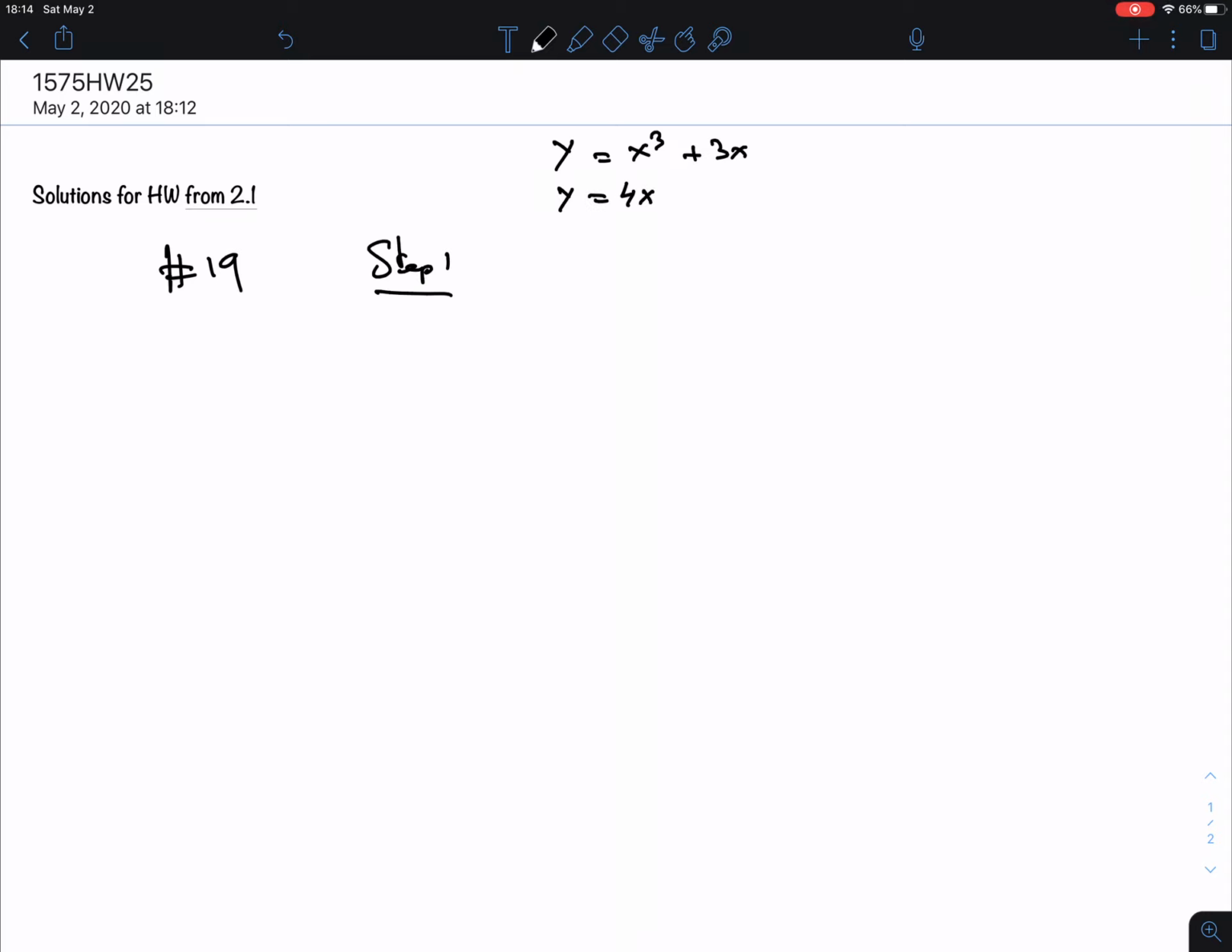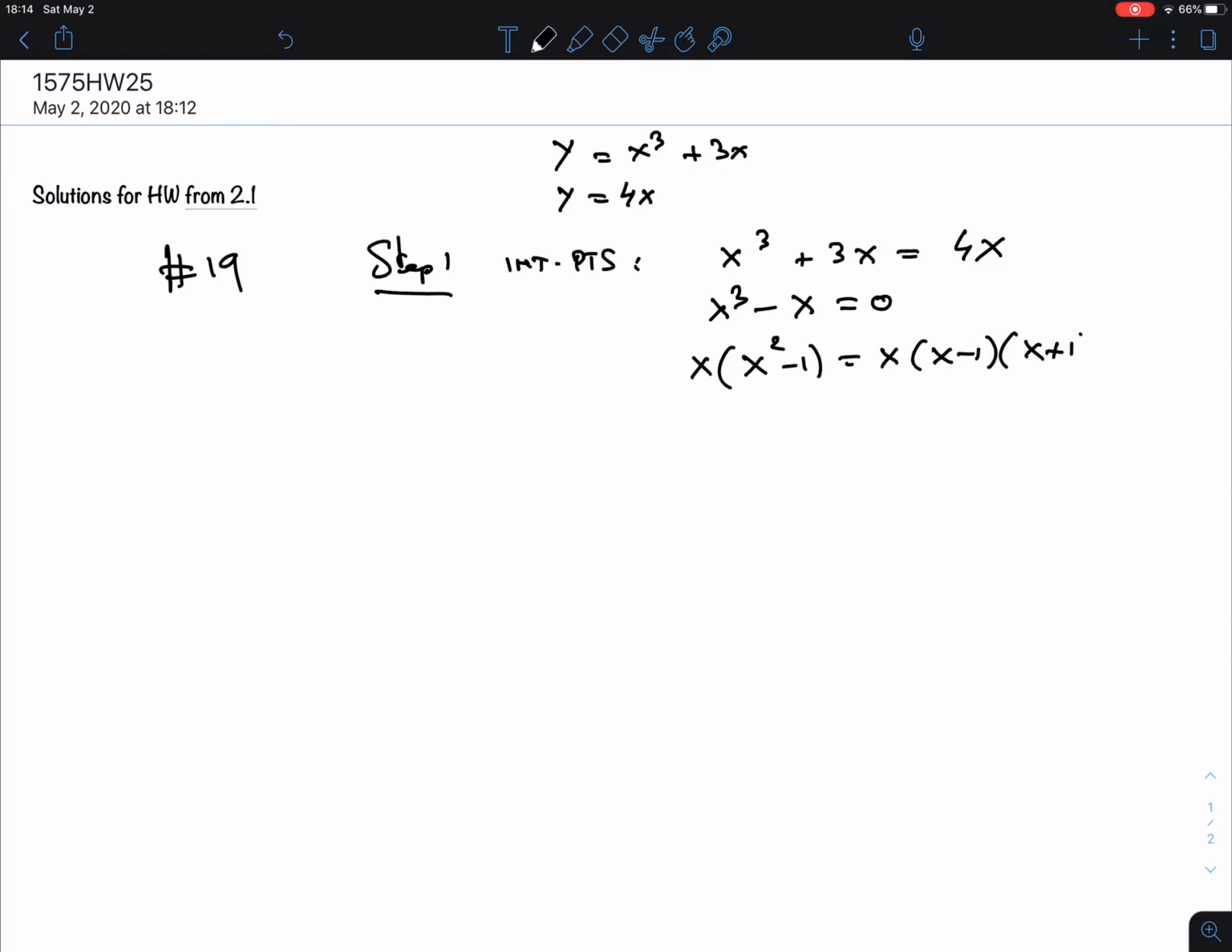And you'll see, well, the last one is a line, right? But let's do this algebraically. The first thing is the intersection points, and that's obtained by just equating these two expressions and then solving. That's x cubed minus x equals 0. We have the factor x and then x squared minus 1, so that is x times (x minus 1) times (x plus 1). And we get three solutions: x is 0, x is 1, x is negative 1.